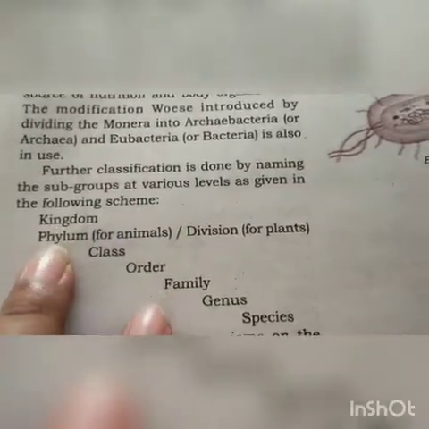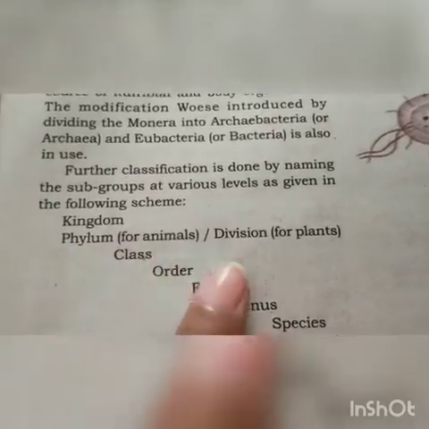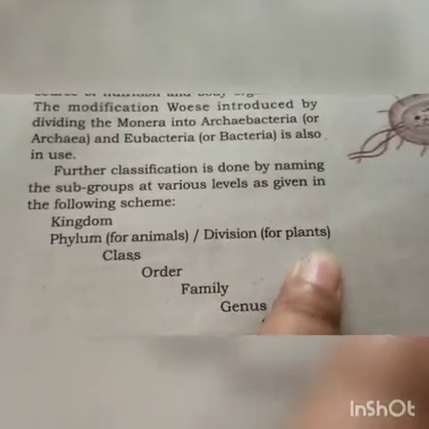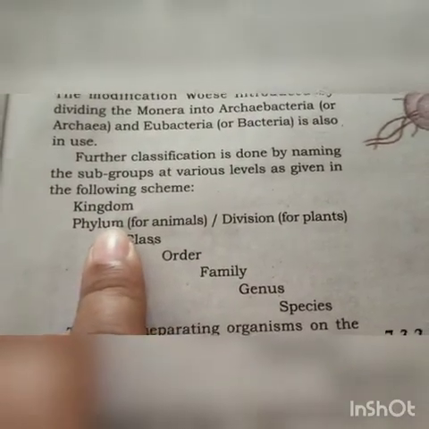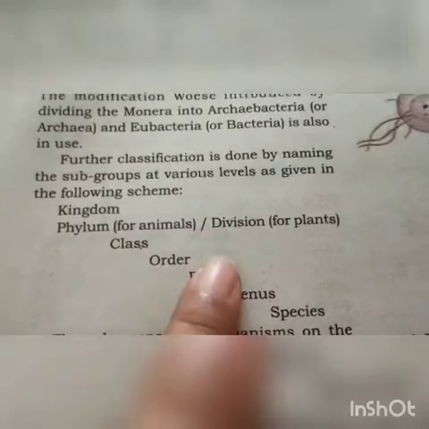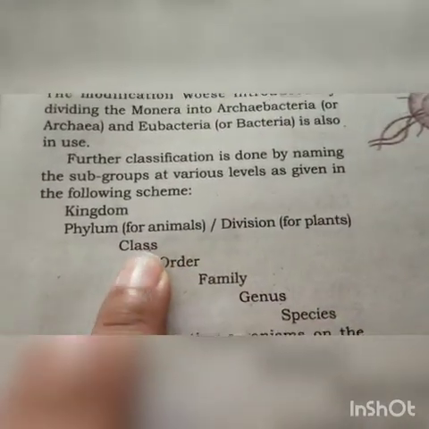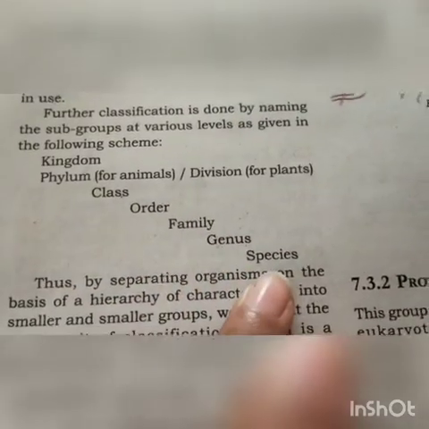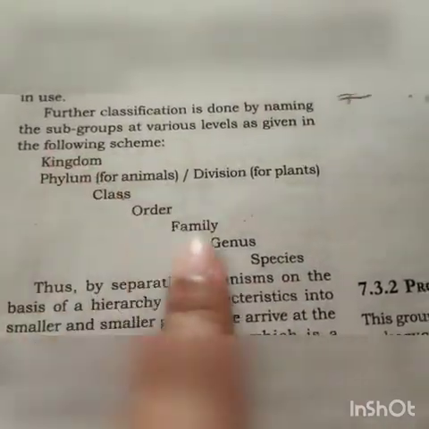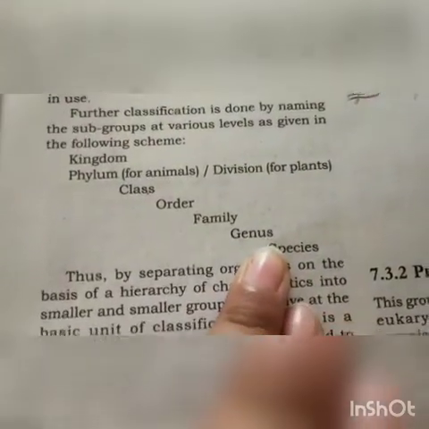Kingdom, then the phylum for animals and division for plants. After the kingdom, next they made the groups, that is the phylum for the animals and division for the plants. Then they made the class, order, family, genus and species. So these are the groups they made to classify all the living organisms.